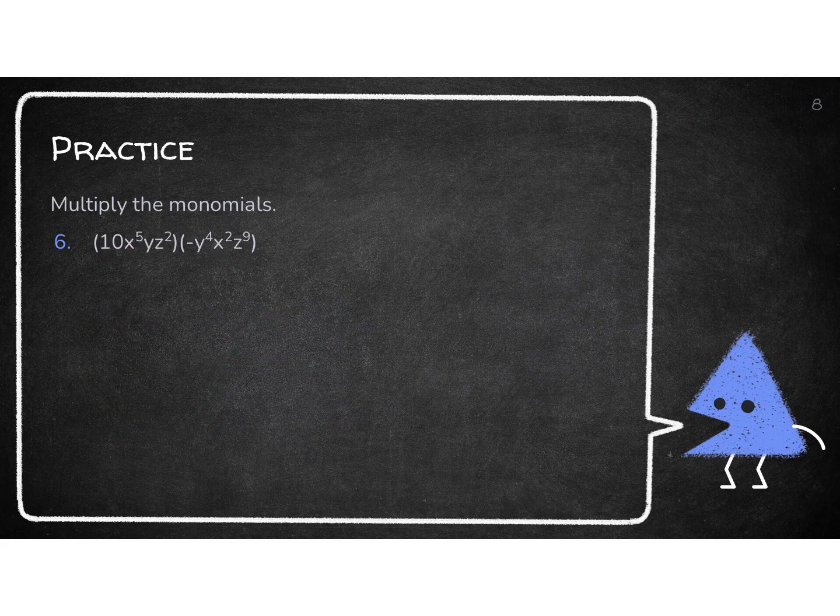Last one here, we have 10 x to the 5th y z squared times negative y to the 4th x squared z to the 9th. So remember, this is like a negative 1 in front, that imaginary negative 1. So I have 10 times negative 1, x to the 5th x squared, so x to the 5 plus 2, y, imaginary 1, and y to the 4th, so y to the 1 plus 4, z to the 2, z to the 9, so z to the 2 plus 9. So I'm going to get negative 10 x to the 7th y to the 5th z to the 11th.